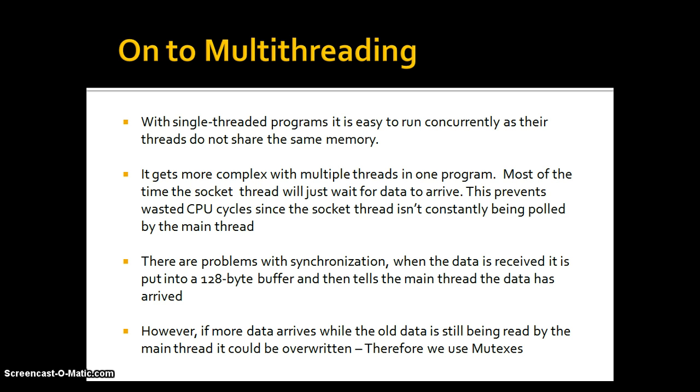However, there are a few problems with this method. Since the data is being put into a buffer and then sent onto the main thread, if more data arrives at the socket thread and is sent on while the main thread is still revising the old data, it could override that data, meaning that the data is corrupted. Therefore, we need to implement mutexes.